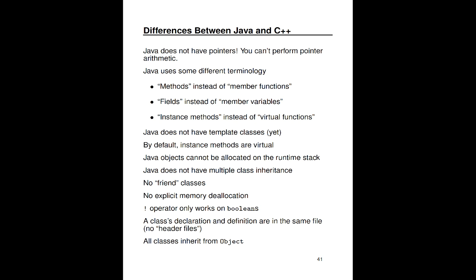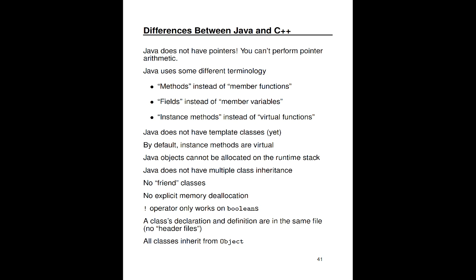The terminology that you'll see used with Java is different when it comes to objects and classes. So for instance, in C++, we talk about member functions. They're called methods in Java. In C++, we have member variables. They're called fields in Java. And then Java uses instance methods instead of virtual functions.